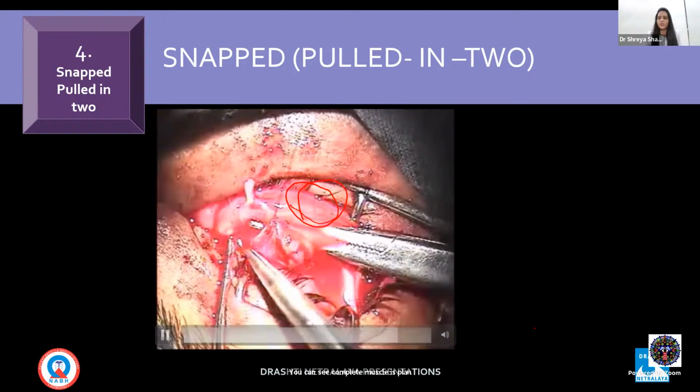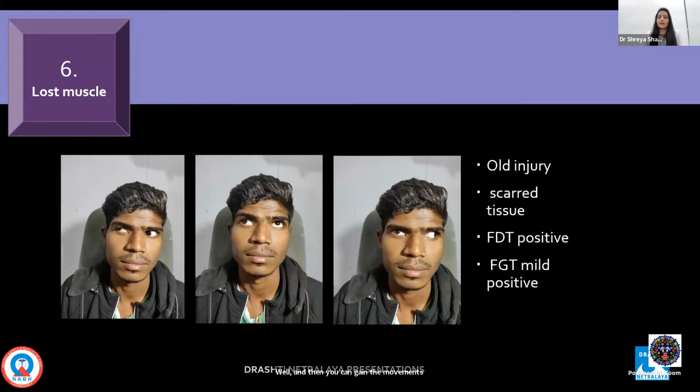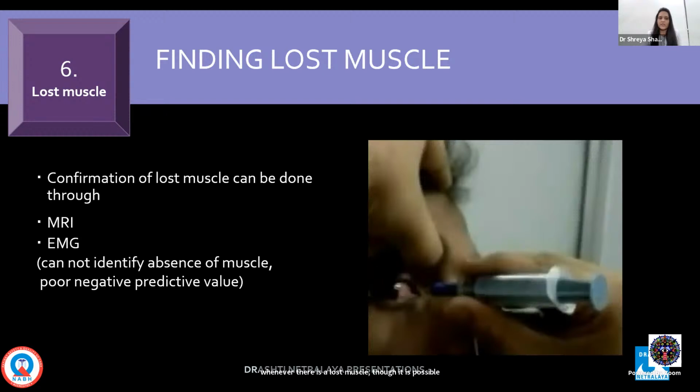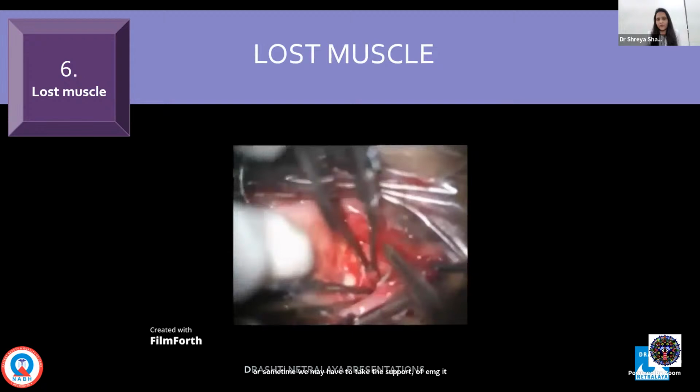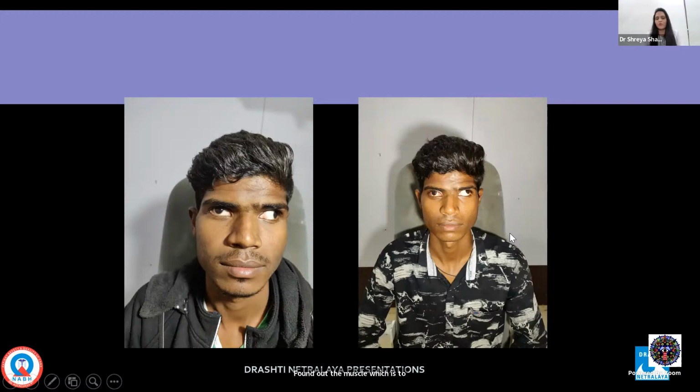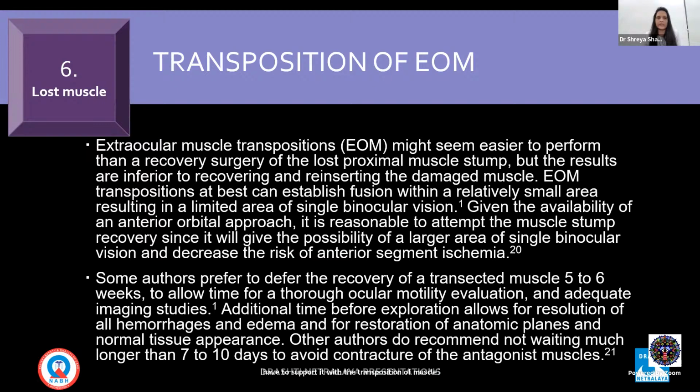But whenever there is a lost muscle, it is possible that dynamic MRI will definitely work to find it, or sometimes we may have to take the support of EMG. You found the muscle which is incarcerated and strangulated, but you may not get full movement. So sometimes you may have to support it with the transposition of muscle, which we'll talk about in detail later on.